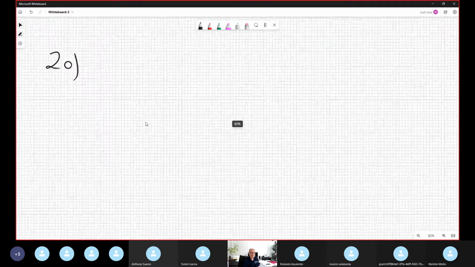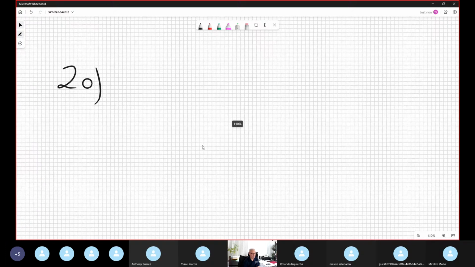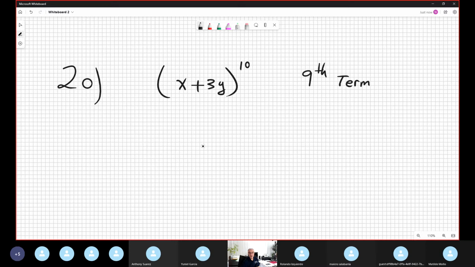Number 20 is a little bit more complicated. You have the binomial x plus 3y raised to the 10th power. I need to find the ninth term. Actually, we have 11 terms, because it's 10 plus 1. But the position 9 is the term that I want to find. And you need to know that when you're talking about position 9, it's k equal 8, because you start counting at 0.